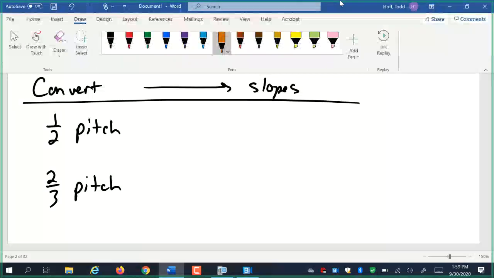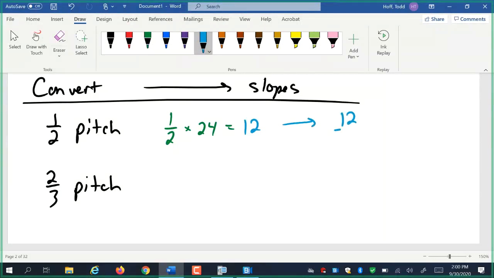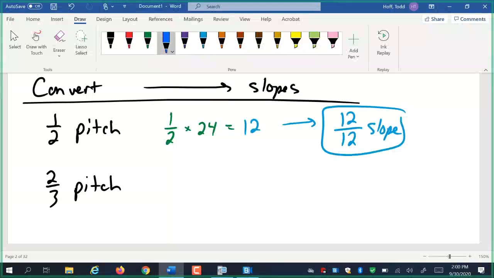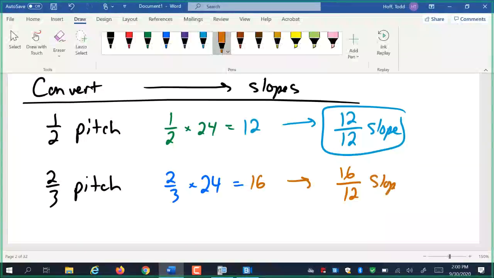So, to change a pitch into the slope, all we do is we take the pitch times 24. 1/2 times 24 is 12. So that is a 12/12 slope. Two-thirds pitch, so we take 2/3 times 24. 2/3 times 24 is 16. That is a 16/12 slope. Any questions on that?